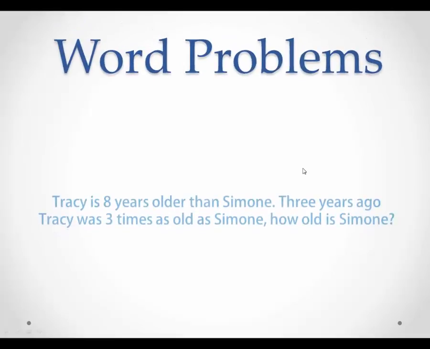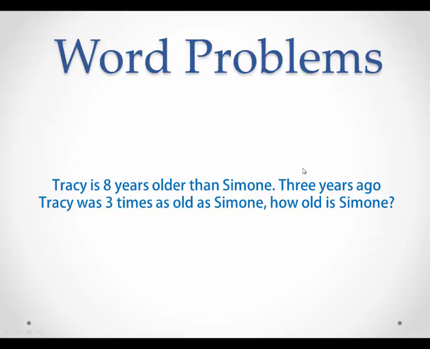Here's today's question. Tracy is 8 years older than Simone. 3 years ago, Tracy was 3 times as old as Simone. How old is Simone?